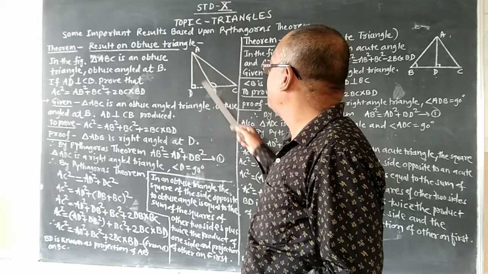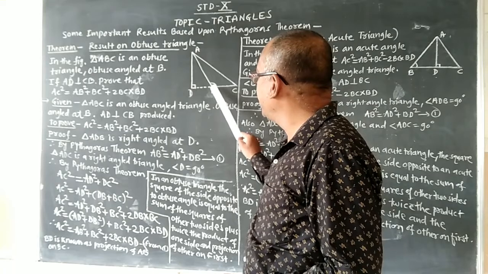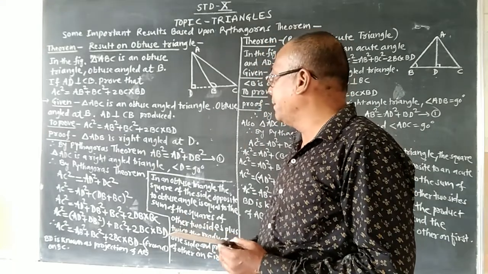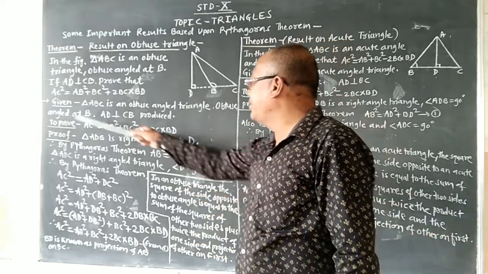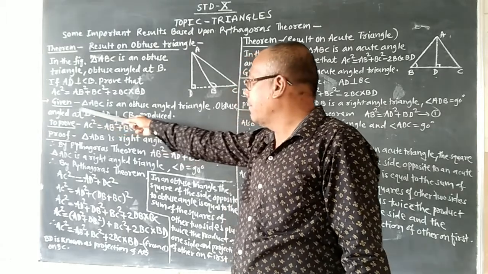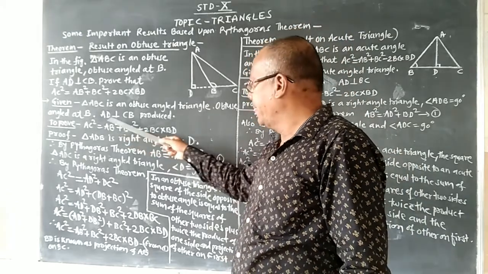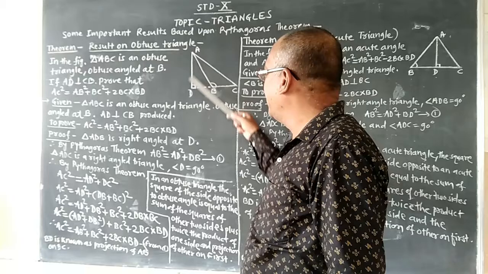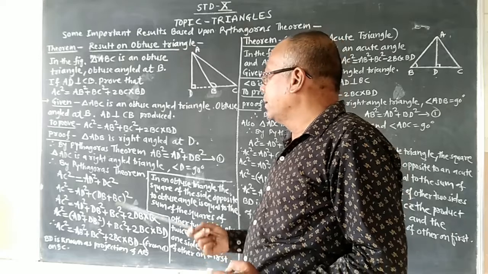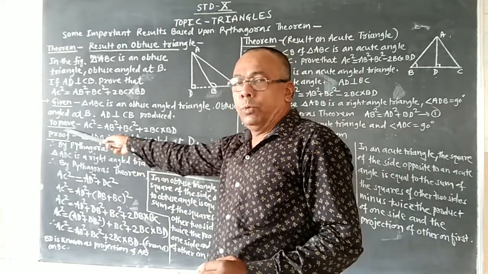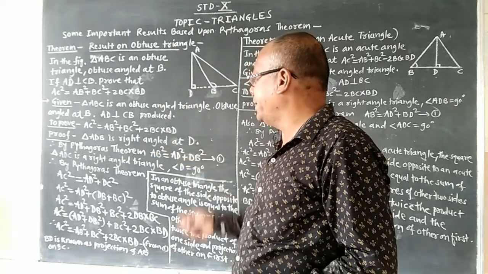AC square is equal to AB square plus BC square plus 2 BC into BD. So to prove this theorem, we have to write given, means the information of the figure. Here triangle ABC is an obtuse angle triangle, obtuse angle at B. AD is perpendicular to CD, and therefore to prove AC square is equal to AB square plus BC square plus 2BC into BD.